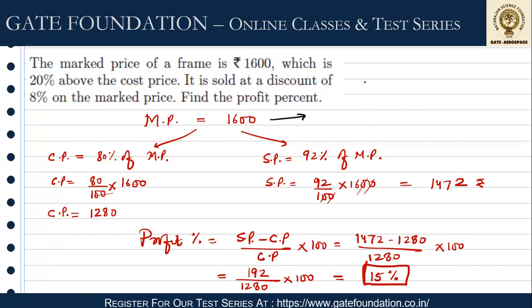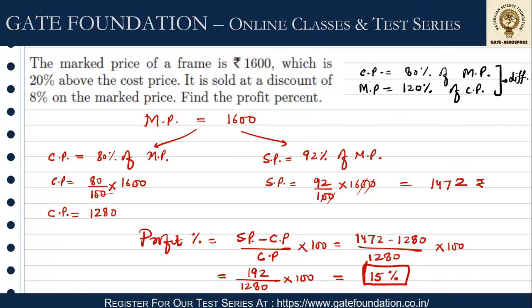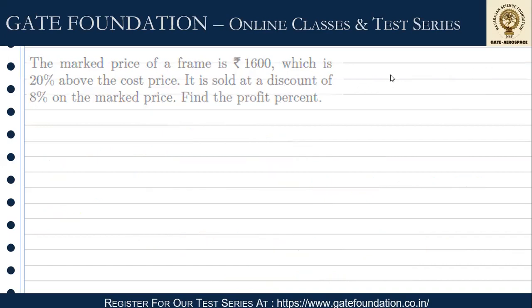So try to understand this part: CP is 80% of MP and MP is 120% of CP. These two things are different. They are not the same. They are different, right? So you should understand this.